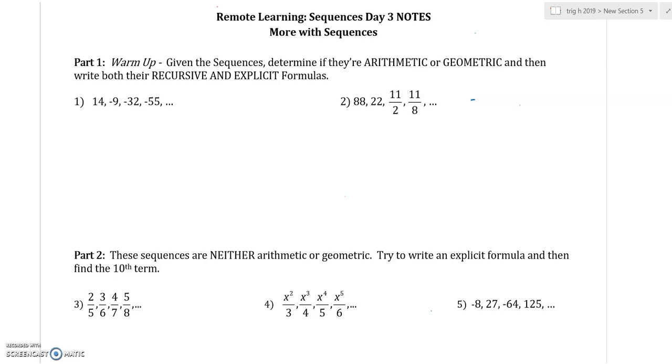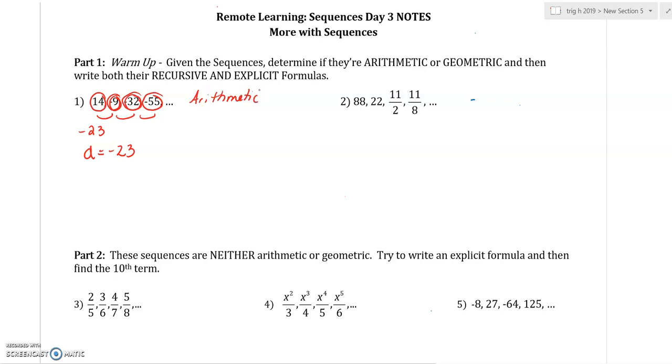Okay, so hopefully you realize that the first sequence is arithmetic, because if you take -9 and subtract 14, that's the same number that you get if you do -32 and subtract -9 and -55 and subtract -32. So again, you are subtracting 23 with each term. So that means that it's arithmetic with common difference -23.